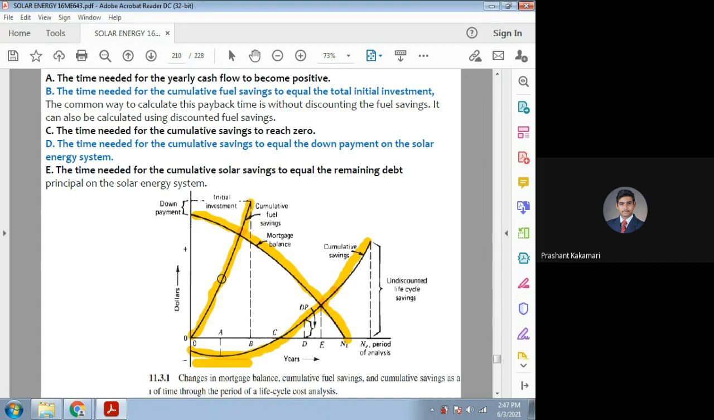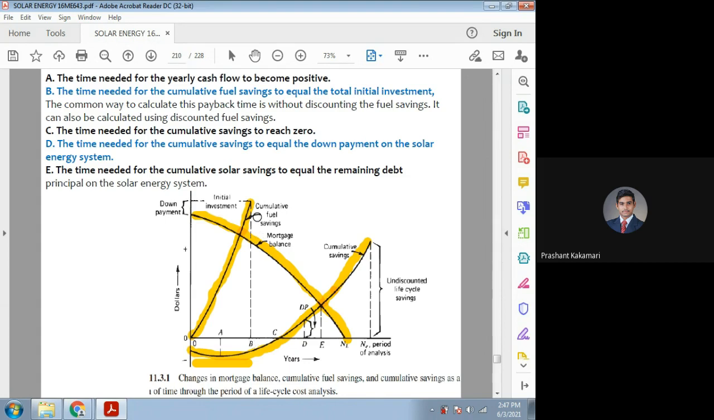But after switching over to a solar car, as you assume one solar car I'm using, then what will happen? After 5 years, whatever the fuel cost was there, if that fuel cost saving by a solar car is equal to the total investment on the new solar system, then that is the time needed to make it equal.